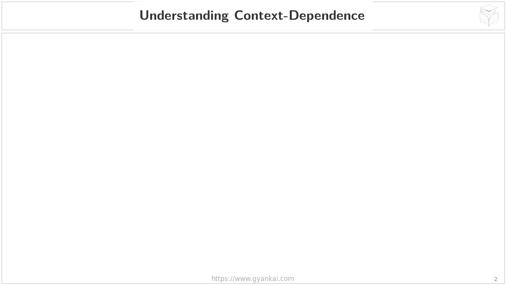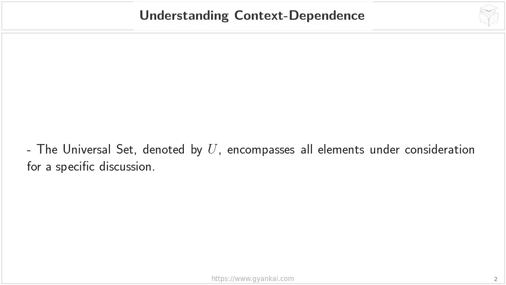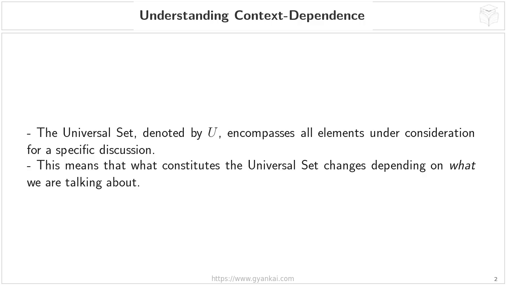Understanding context dependence. So let's move on to understanding a really important idea about the universal set. As we discussed on the previous slide, we have a universal set, and we use the capital letter U to represent it. Now, this U, the universal set, includes all the elements we are thinking about for a particular problem or discussion. Think of it like this. It's a boundary we're setting around everything relevant to what we're currently working on.